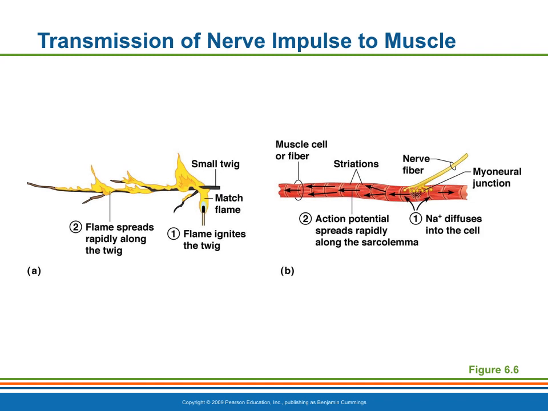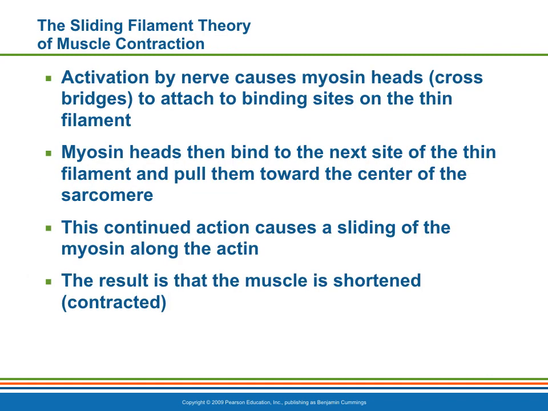Here we can see a comparison of the action potential to a flame consuming a dry twig. So you light the flame, and it's going to proceed all the way to the end until it burns itself out. Now, what causes the filaments to slide? This question brings us back to the myosin heads that protrude all around the ends of the thick filaments. When muscle fibers are activated by the nervous system, as just described, the myosin heads attach to binding sites on the thin filaments, and the sliding begins.